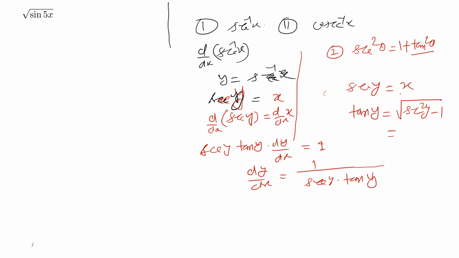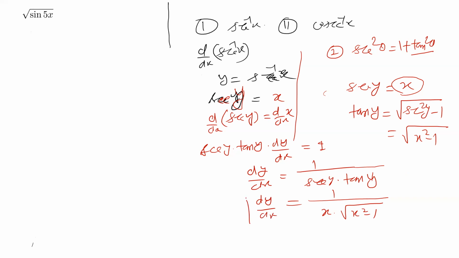Then what is the sec y value in terms of x? Sec y is x, so we get under root x square minus 1. Then you can say that sec y tan y is x into under root x square minus 1. This way we can find it out.